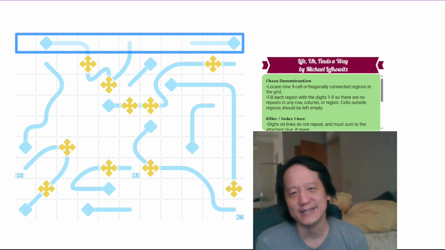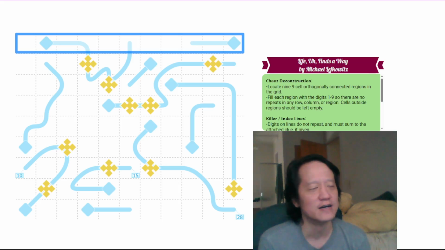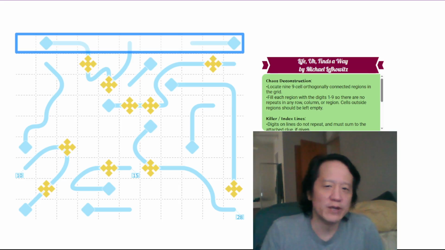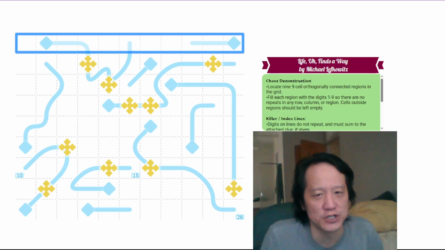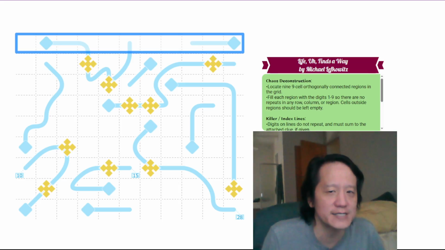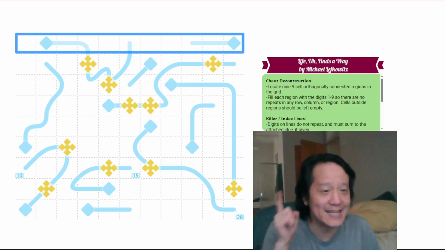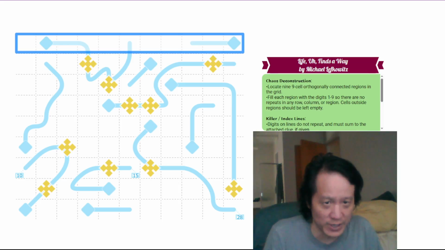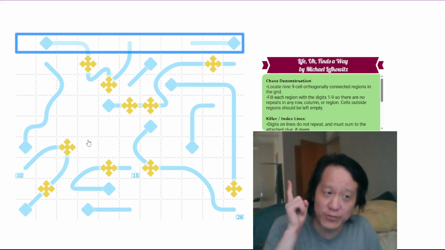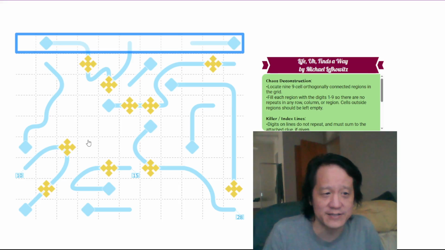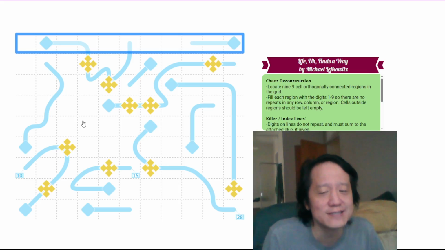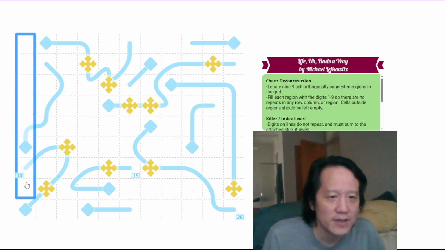Today's puzzle is called Life Finds a Way by Michael Lefkowitz, and here are the rules. We have chaos deconstruction, where we need to locate 9 cell orthogonally connected regions in the grid. And it's not 9 3x3 boxes as normal chaos deconstruction is. So this is going to be kind of hairy.